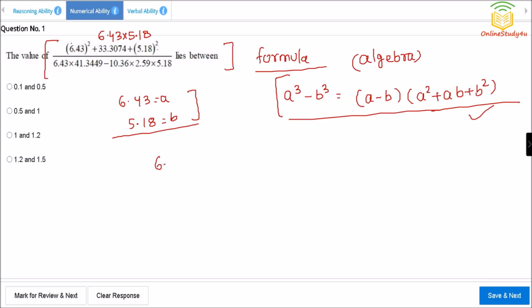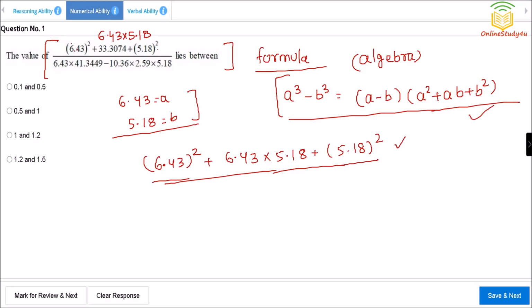Now 6.43 square plus 6.43 into 5.18 plus 5.18 square. Okay sir, so as you said, we have done the first part: a square plus ab plus b square. Friends, if you ask me personally, these questions you can easily do within 1 minute. So do not worry, because I'm explaining here so that each and everyone understands how you have to think for the aptitude problems which will come in your examination.